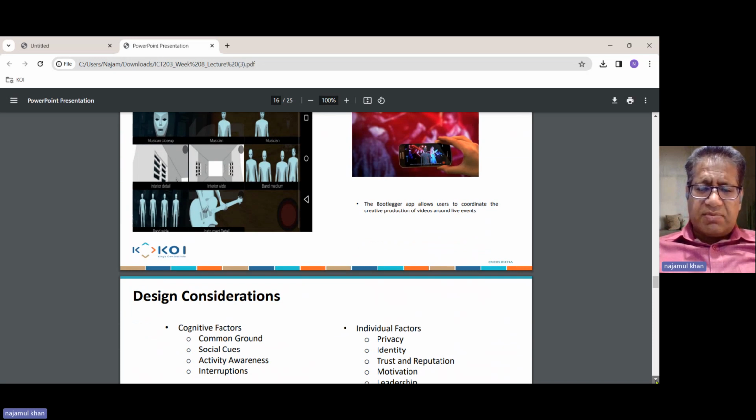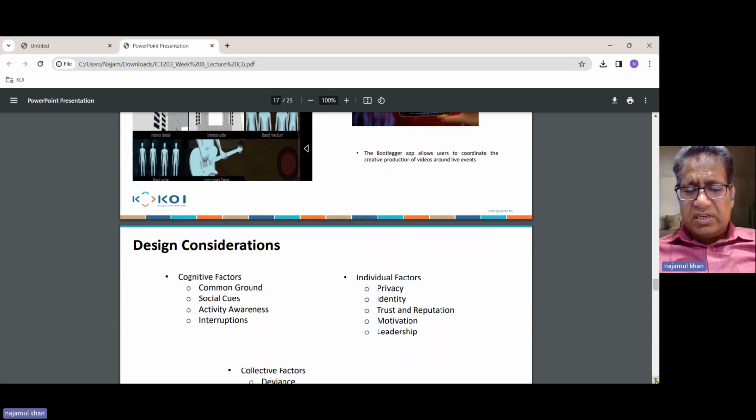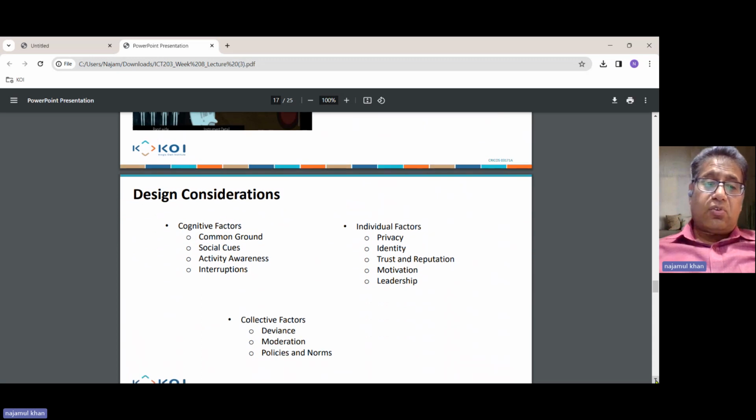Design considerations, guys. Some of the factors which need to be considered are important. We are looking at cognitive factors: common ground is important, social cues, activity awareness, interruptions. Individual factors include privacy, which is always important, identity, trust and reputation, motivation, leadership. In terms of collective factors, we are looking at deviance, motivation, policies and norms.